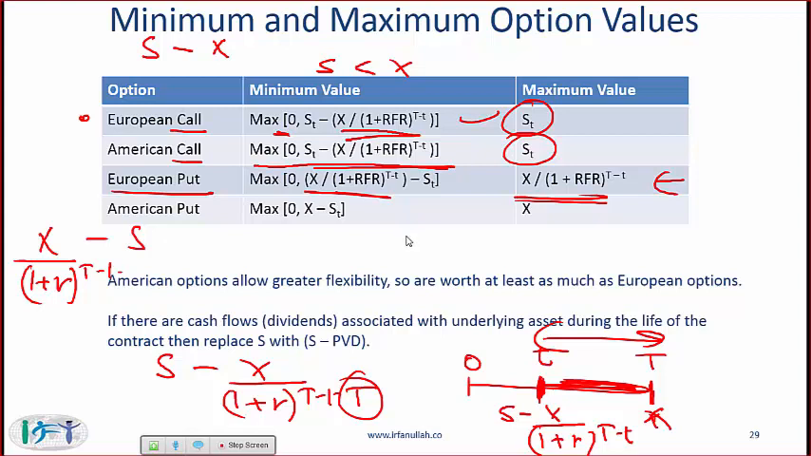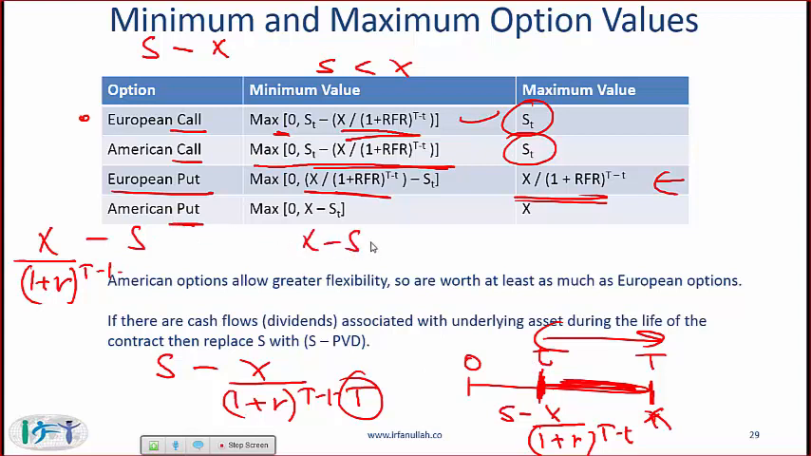But when will you get X? You will get X at maturity. So if you are valuing at time small t, you need to discount back the X to your current point in time. And then the final is a put. American put. So here you have X minus S as the lower bound.